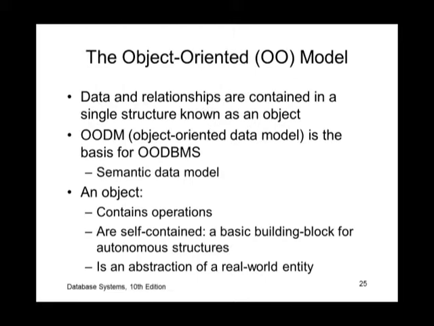Now, just like we have object-oriented program languages, we also now, since about the mid-90s, have object-oriented data models. And basically, these models or objects will contain the operations. They're really the building blocks for an autonomous structure. And still, though, it is an abstraction of a real-world entity. So as our programming languages advanced in their capabilities, so did our database structures and the ability to store and represent data.